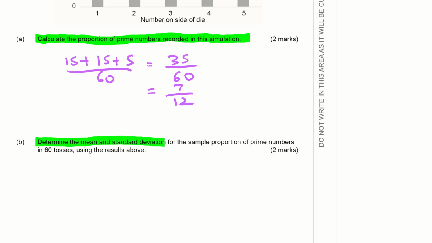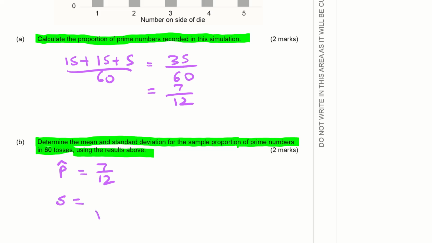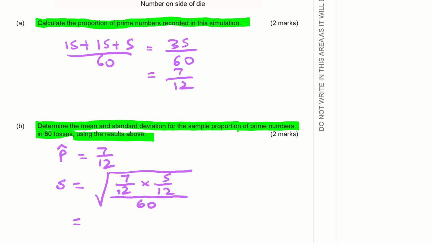Determine the mean and standard deviation for the sample proportion of prime numbers in 60 tosses using the results above. Well, the p hat is just going to be 7/12. The standard deviation is going to be the square root of 7/12 times 5/12, that's 1 take away 7/12, divided by 60, and that comes to 0.0636.